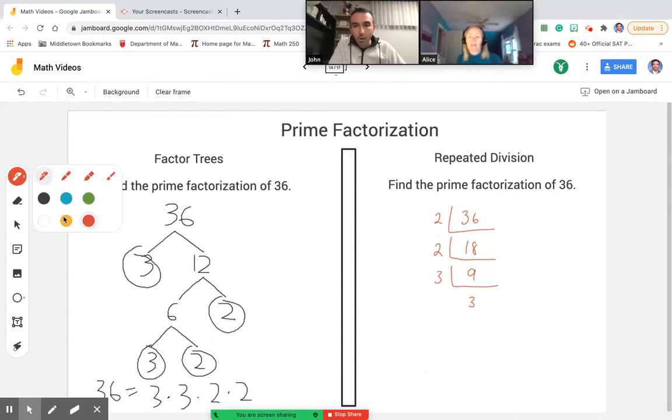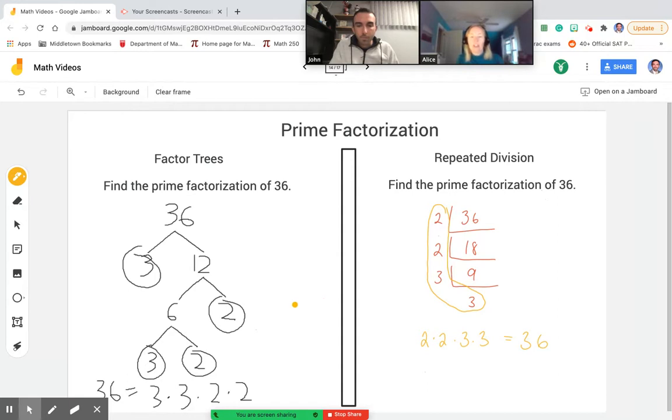So when all is said and done, I have the following numbers that go in. I divided 36 by 2, then 2 again, then by 3, and I'm left with the prime number itself. I could divide by 3 again and get 1, but 1 isn't going to affect my result, and 1 isn't a prime number. So my final result is 2 times 2 times 3 times 3, which is also 36. So either of these representations would be considered a prime factorization of 36.